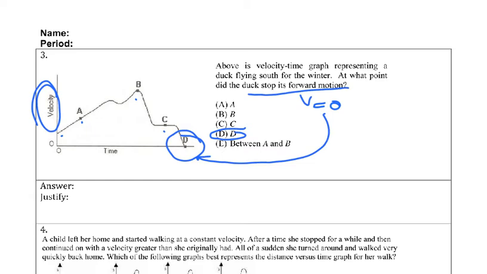All of these other places, you might be tempted at B or C to say that the duck is stopped because the slope is 0, but that means acceleration is 0.